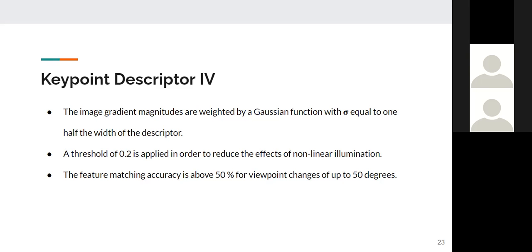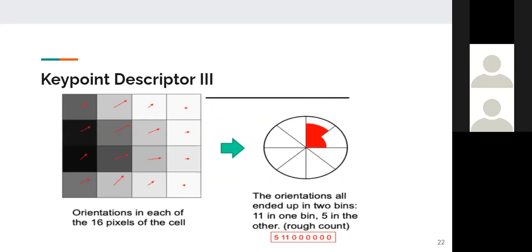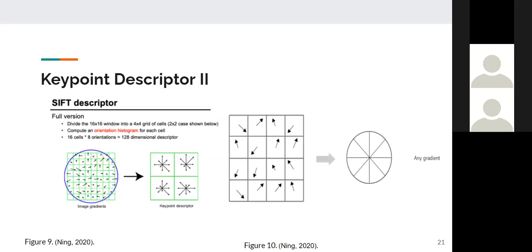As shown as a blue circle, can you go back to the previous slide? As shown as a blue circle.